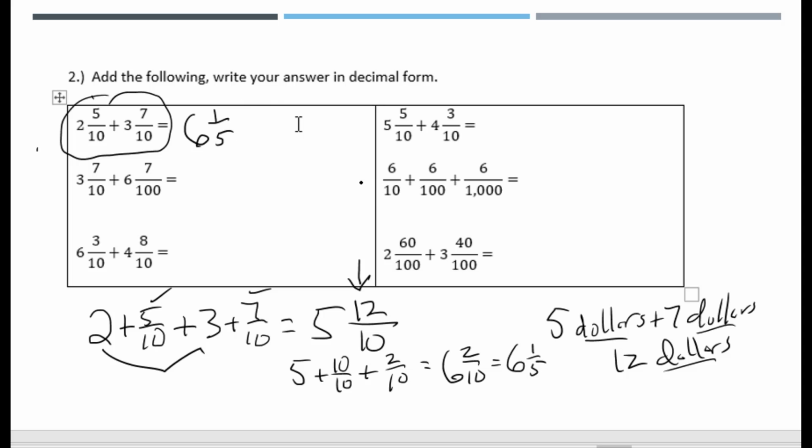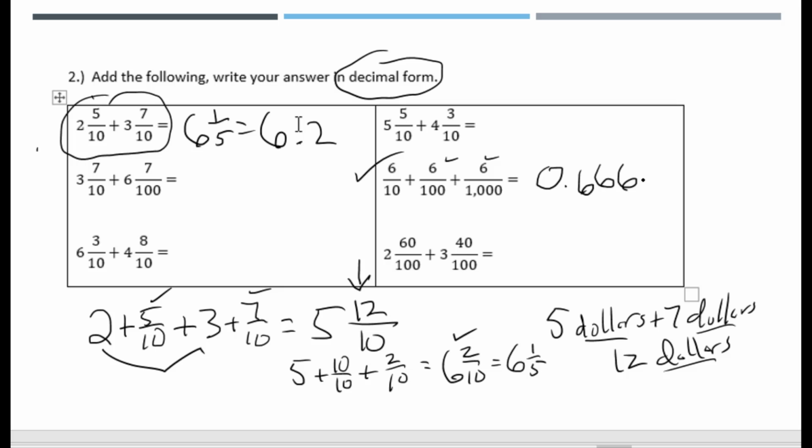Now let me do this one here. So this is actually pretty simple. We're gonna make this into a decimal. I had 2 tenths in decimal form, 6.2, because that would be 6 and 2 tenths. So let me do this one here. I have no whole numbers. I have 6 in the tenths place, 6 in the hundredths place, and 6 in the thousandths place. So as a decimal, this number is this.